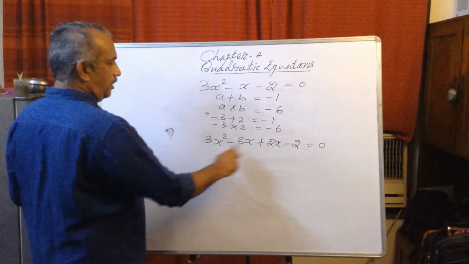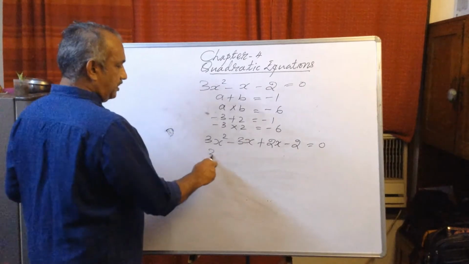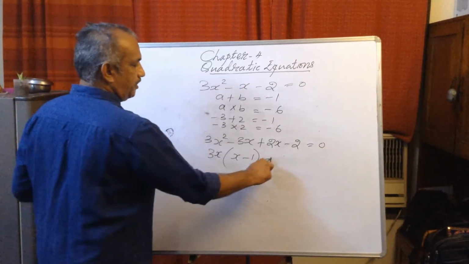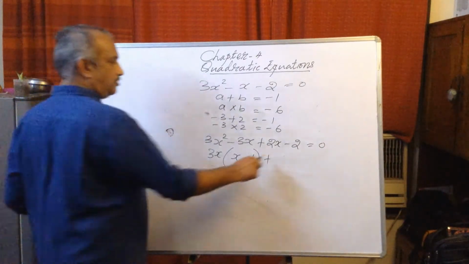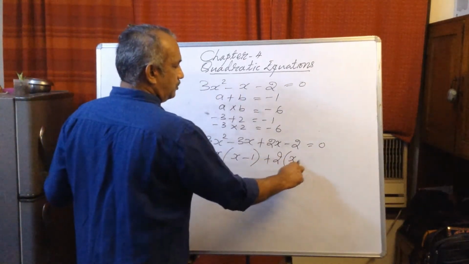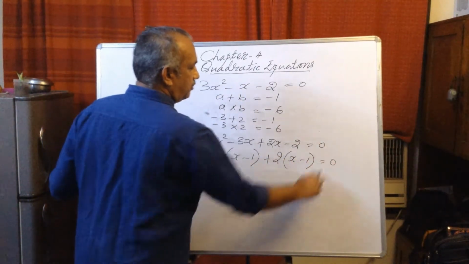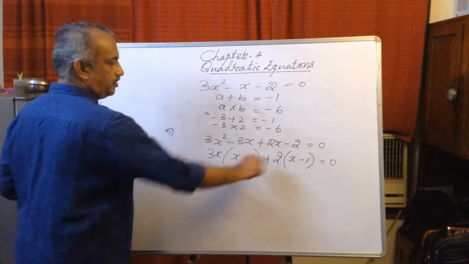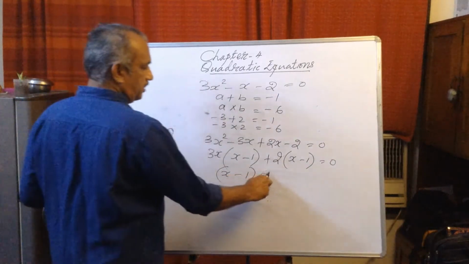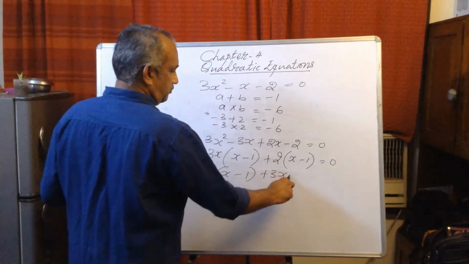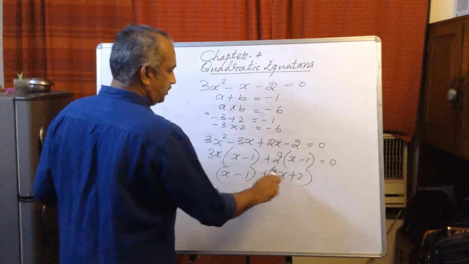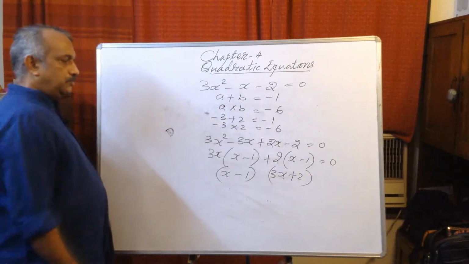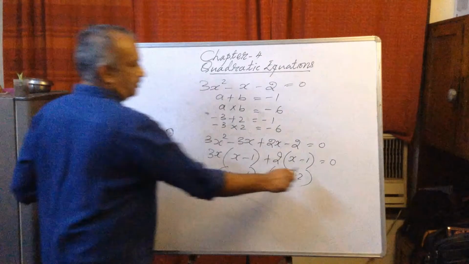Then from the first two terms 3x is common: 3x into x minus 1, plus from the last two terms 2 is common: 2 into x minus 1 is equal to 0. So the factorization is, because x minus 1 is common, x minus 1 into 3x plus 2 is equal to 0.